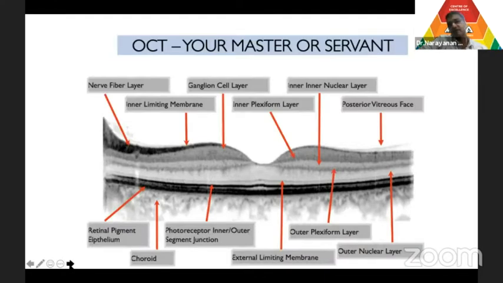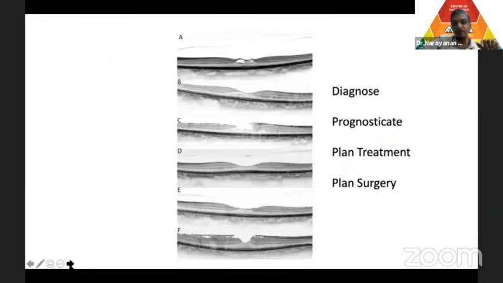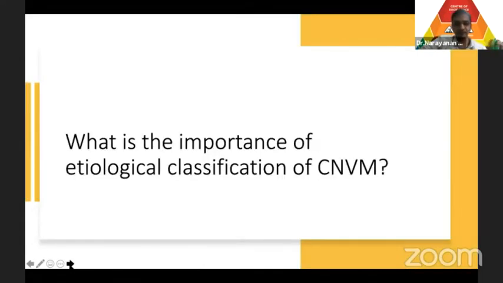You should be the master of OCT, or in fact any diagnostics, and not be a servant. In the sense, you should be able to interpret and either approve or reject what the machine is telling us. Our clinical judgment is supreme always. OCT can be used to diagnose, prognosticate, and plan treatment, medical or surgery.